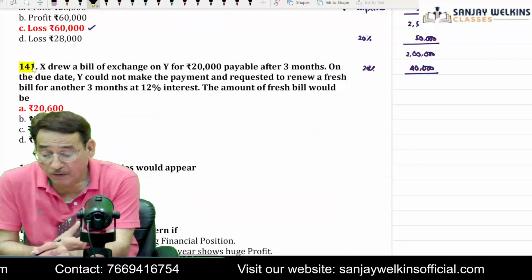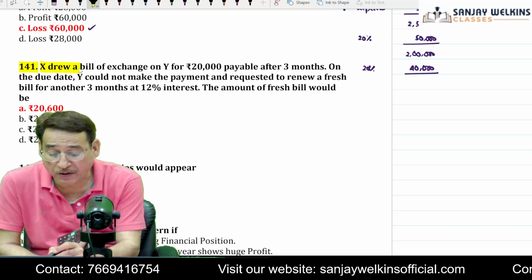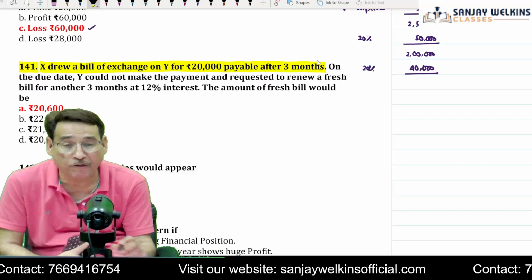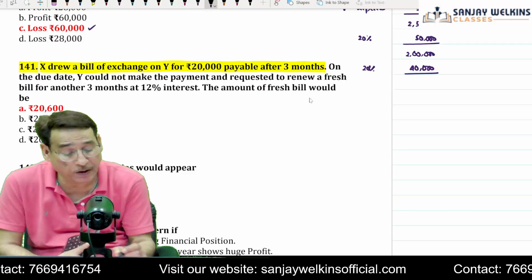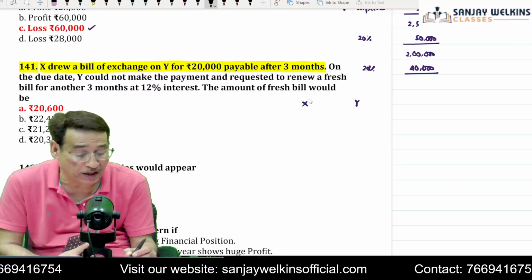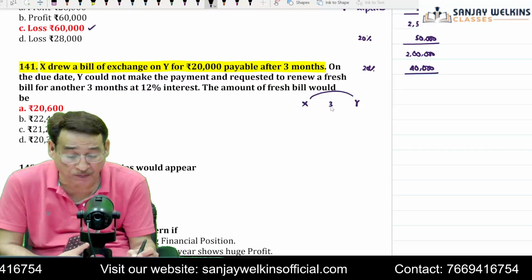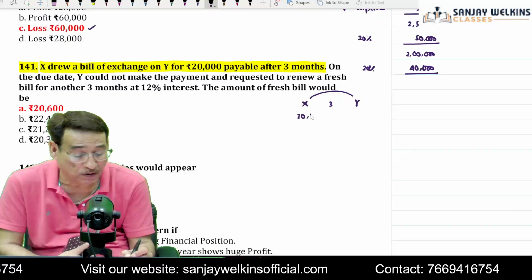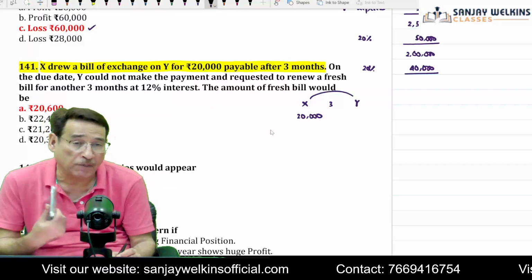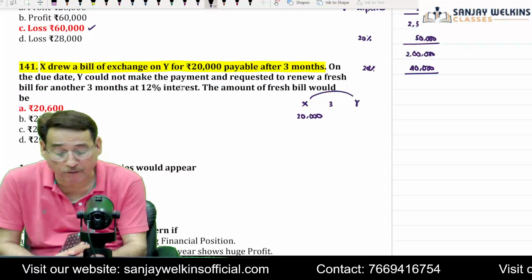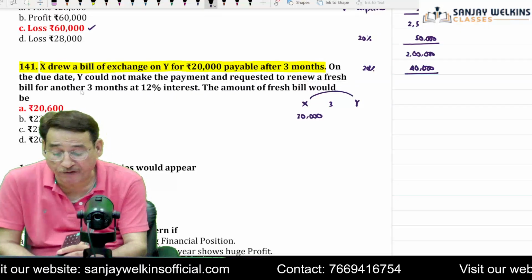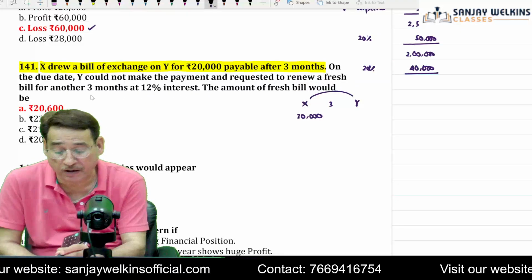141. X drew a bill of exchange on Y for rupees 20,000 payable after 3 months. So in this particular question, there is a party by the name of X, another party is Y, and X has drawn a bill at 3 months for rupees 20,000. Correct? On the due date, that means when we approach the due date, Y could not make the payment and he requested to renew a fresh bill for 3 months at 12% per annum.